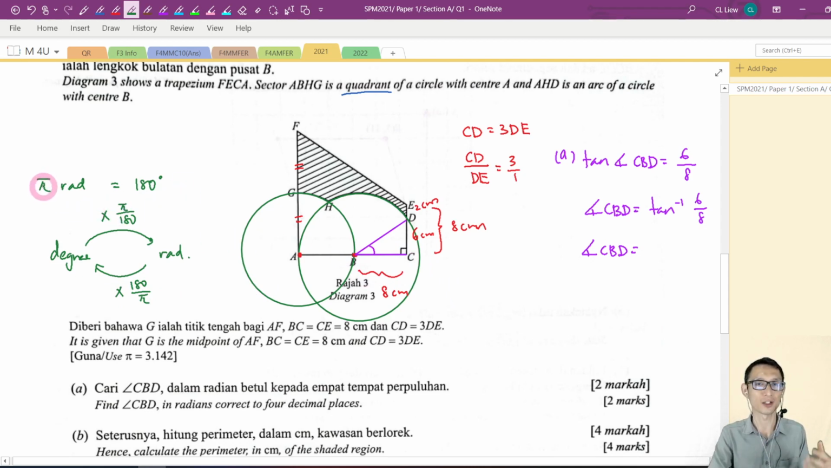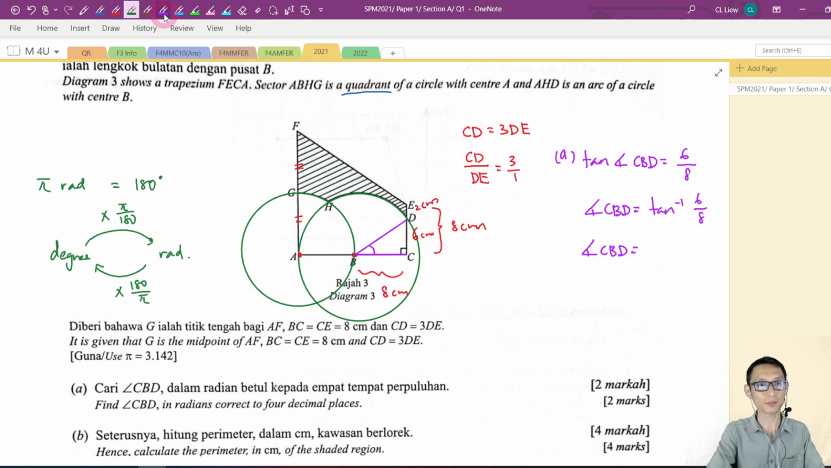Pi is 3.14 something, right? So radian to degree, the number becomes larger. Therefore, the larger number, 180, goes on the top, since 180 is definitely larger than pi, right? So degree to radian, the number becomes smaller. So the smaller number on the top, so pi on the top.